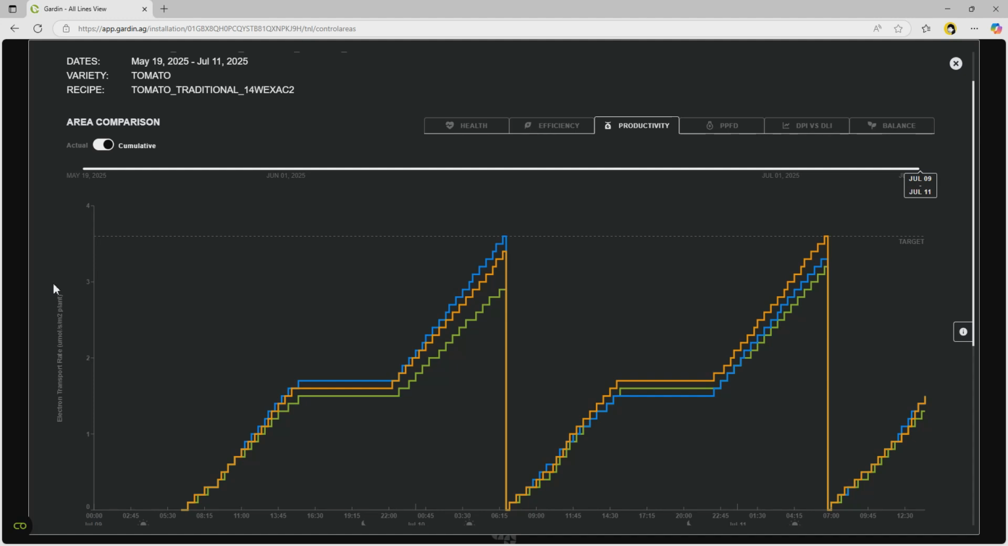Interestingly here, despite all the lines receiving the same amount of light, they achieve different levels of production, and this is due to differences in how well the plants were able to process that light into chemical energy, shown by the health and efficiency. For this reason, it's important to measure several areas of your farm. Gardin recommends at least 2 per hectare.